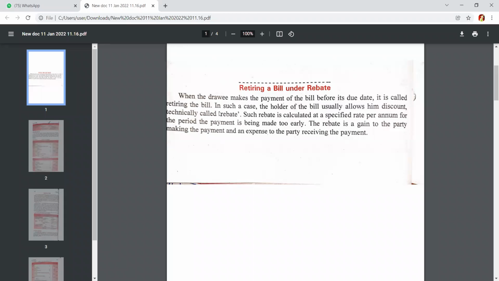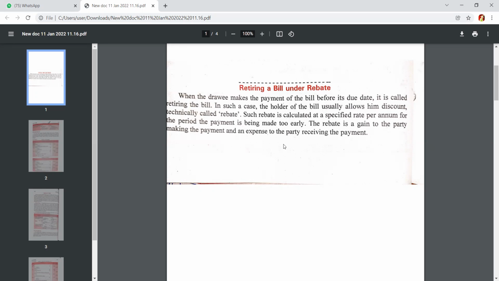Suppose I have to pay money to somebody, and I am paying before the period that I promised. I ask for some privilege, and that privilege will be a kind of discount, because I am paying you money before the committed time. So you give me some benefit of this. When we get the benefit, that discount amount will be considered in the books of account as rebate.